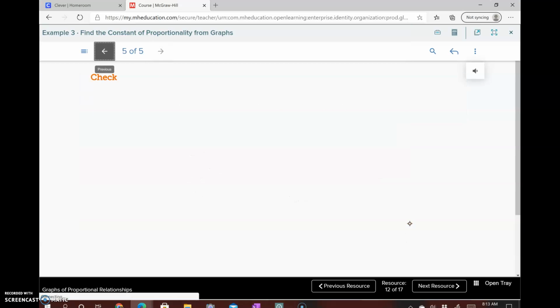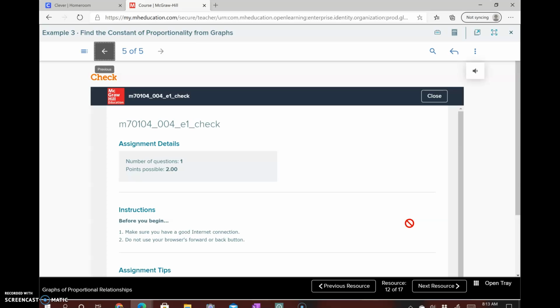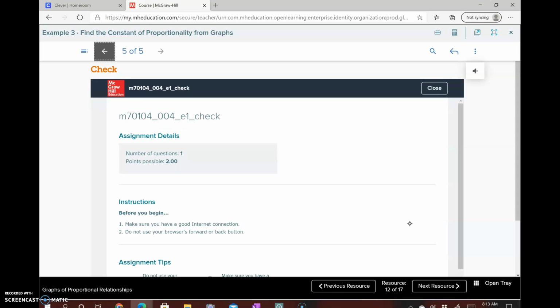At the end of this, there is a check that is assigned for you to complete. Go ahead and do that. This is data for me. Even though it has points, it is an ungraded thing in the actual grade book. So get this done. This helps me know what you know.